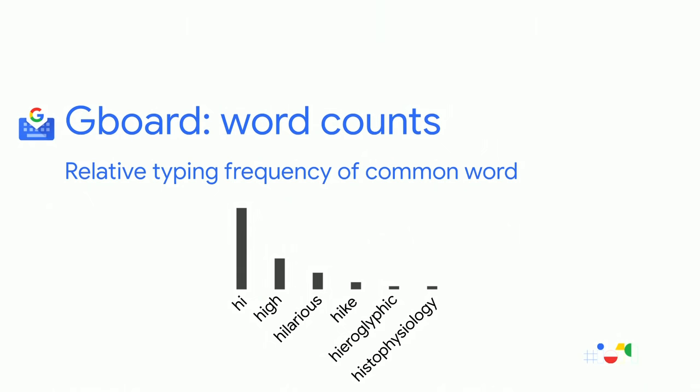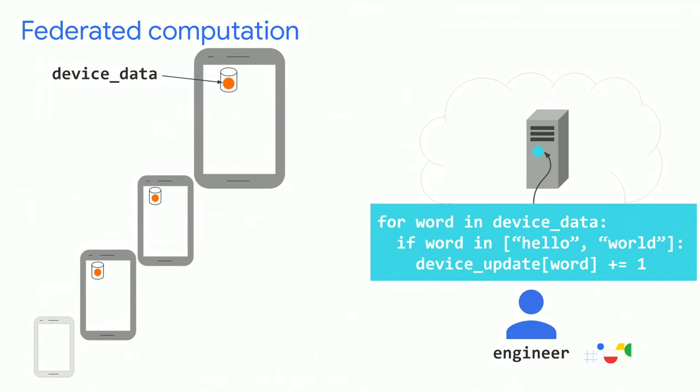How would we compute these relative typing frequencies as a federated computation? Instead of the engineer specifying a single threshold, now what they would be specifying is something like a snippet of code that's going to be running on each edge device. And in practice, that will often be something that's actually in TensorFlow. But for here, I've written it as Pythonic pseudocode.